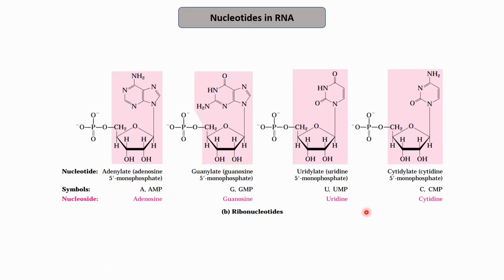And the process of formation of RNA from DNA is known as transcription, and this RNA then contains the information about the proteins. The process of formation of proteins from the RNA is known as translation.